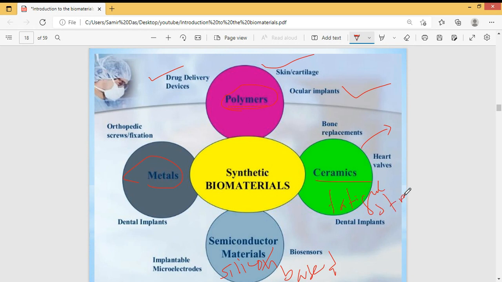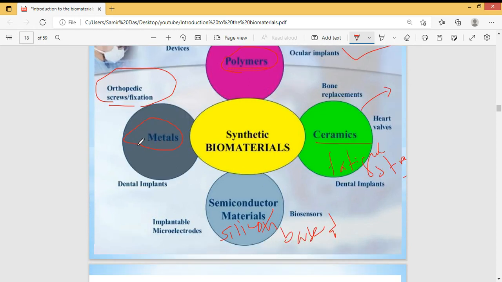Now coming to the metal part. They are also used enormously, with moderate mechanical strength. For orthopedic screws and fixation we have used metal based biomaterials, and dental implants as well. They are also a little bit cheaper than ceramic or composite based biomaterials.